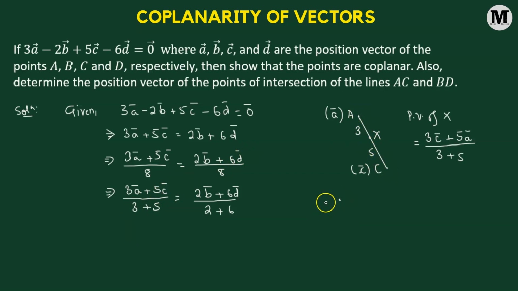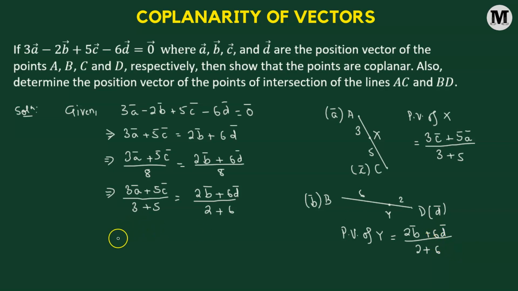So let us consider another point B, and then we have the point D. B has the position vector b vector and D has the position vector d vector. Let's join B and D with the help of a line segment. Now we're going to consider a point, let's call it the point Y, on BD such that Y divides DB in the ratio 2:6. Then we can use the internal section formula to define the position vector of point Y. So the position vector of point Y is going to be 2 times the vector b added to 6 times the vector d divided by 2 plus 6.